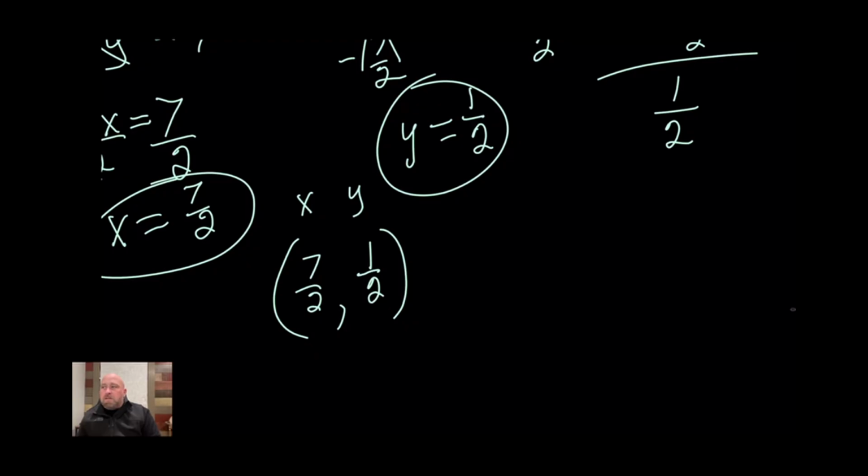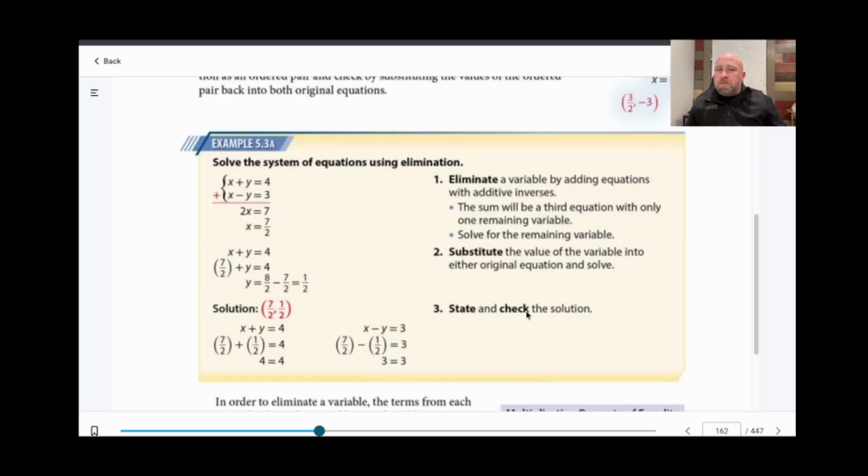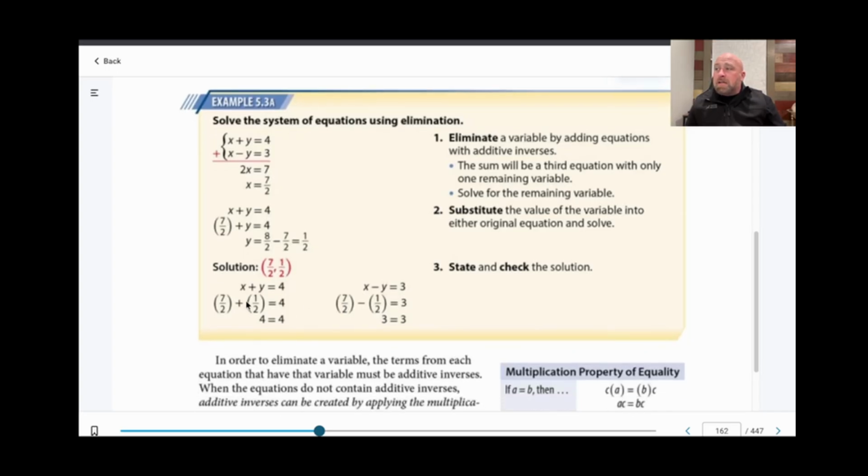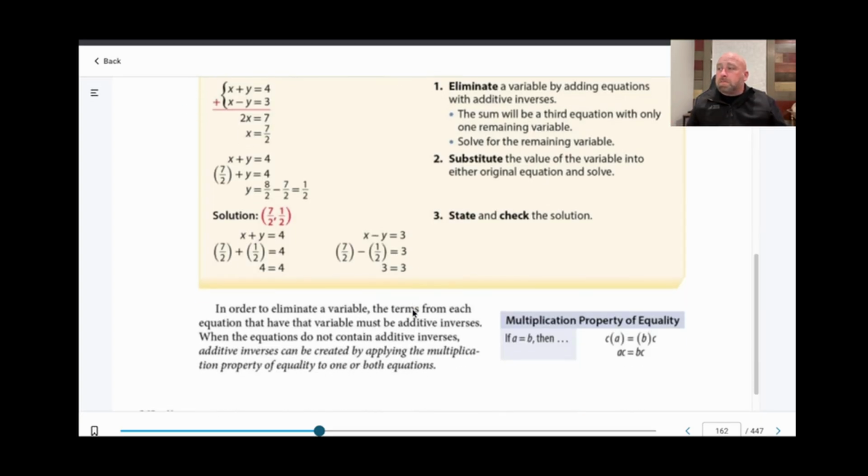All right. So you can look there in the book back on page number 162, 7 over 2, comma, 1 over 2. That is our solution. How do you check it? You plug them back into the originals, both of them separate, and plug those in. And in this one, the first one, you got 4 equals 4. In the second one, you get 3 equals 3. And those both check. So those are both solutions.